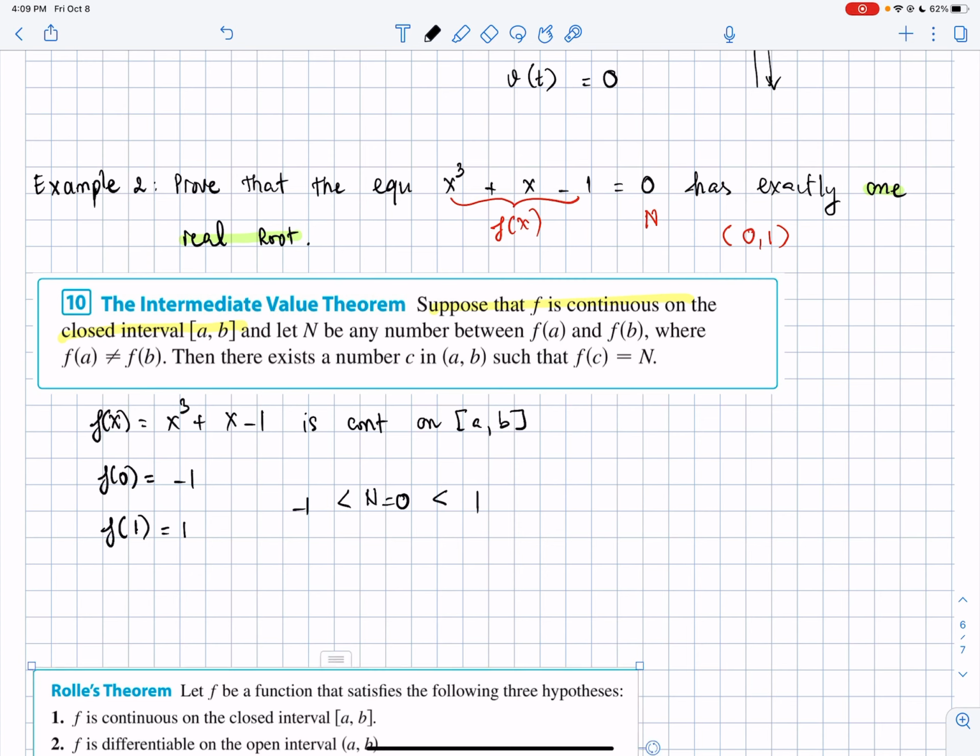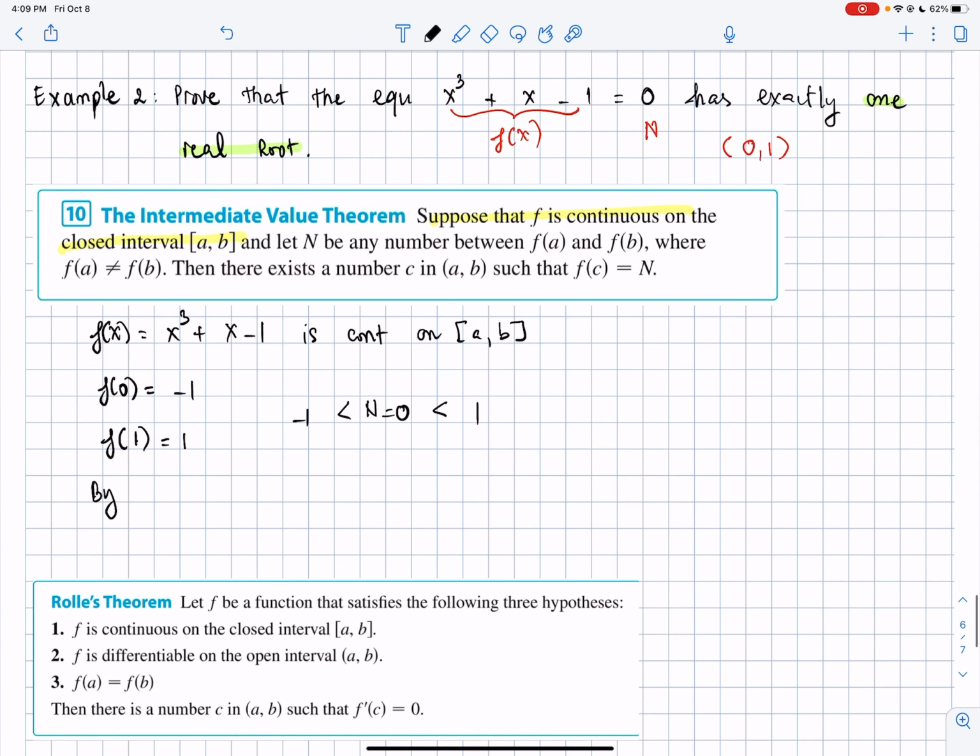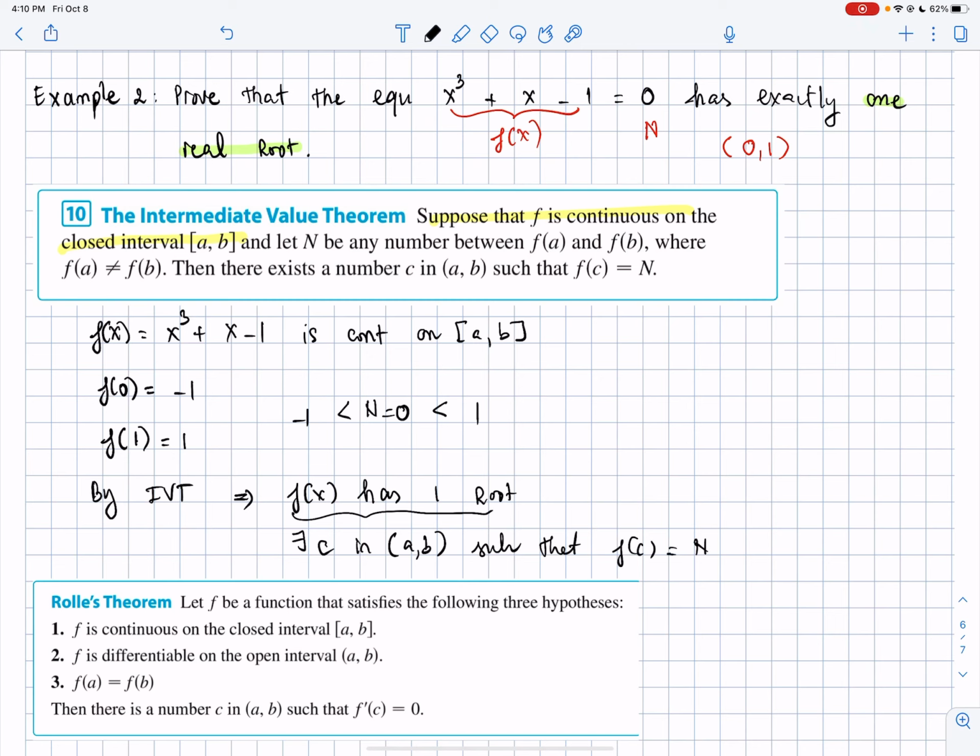So by the intermediate value theorem, we can say that f of x has one root. Or this is the same thing as has a solution. Or you can say that there exists a number c in the open interval (a, b) such that f of c equal to n. So this is the same as saying that f of x has a root.